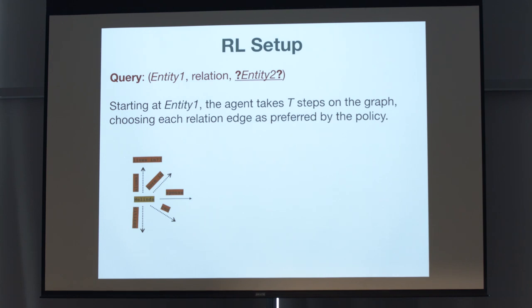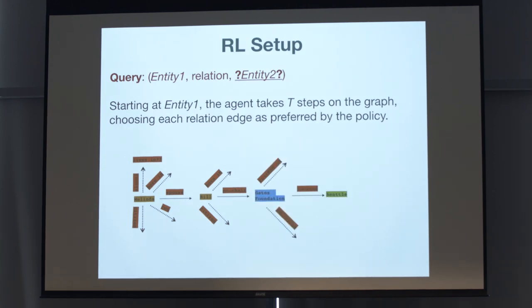So here the setting is that you're given an entity and a relation, and to answer the question, you're asked to fill in the second entity to complete the triple. And so we start at the source entity. There are a number of different outgoing relations that we could choose among. The reinforcement learning agent chooses one of them as an action and then continues making choices until it thinks that it's arrived at an answer. And if it outputs the answer that's correct, then the reinforcement learning agent gets a reward of one.